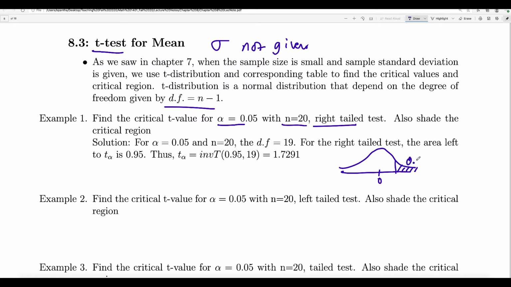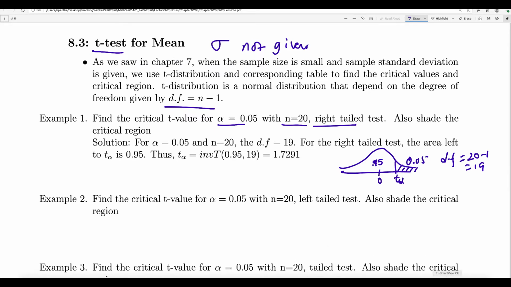So 0.05 is denoted by t alpha, because you are shading only one side. If you shade two sides, you will write t alpha half. Now you need to find what that t alpha value is. The degrees of freedom here is 20 minus 1, that is 19. To find t alpha, we need the left area. The right area is 0.05, so the left area is 0.95.